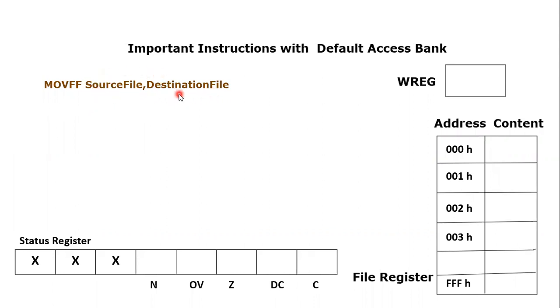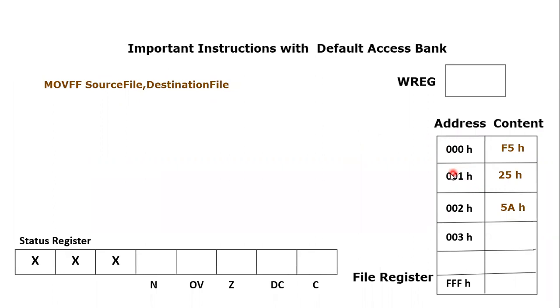This instruction is very important from this point of view, because we have seen many instructions in which we want to move data from the working register to a file register, but so far we haven't observed what to do if data is present in one file register and we want to shift it to another file register. So this is the command that we will use in this scenario, to move the data from one file to another file.